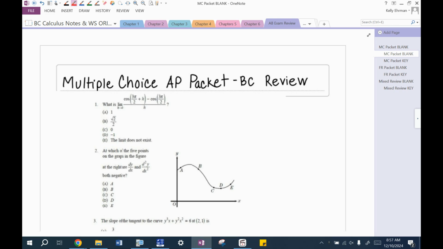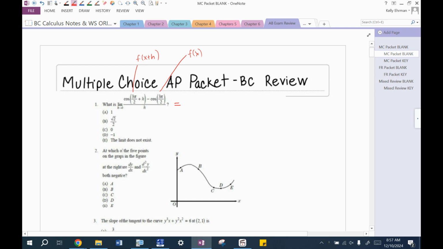So, what is the limit as h approaches 0 of the cosine of 3 pi over 2 plus h minus cosine of 3 pi over 2, all over h? This should look kind of familiar to you. This is way back from the beginning of the year. This looks like the difference quotient, doesn't it? The limit as h approaches 0 of f of x plus h minus f of x all over h.